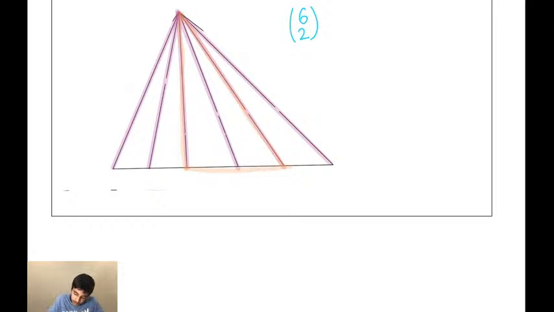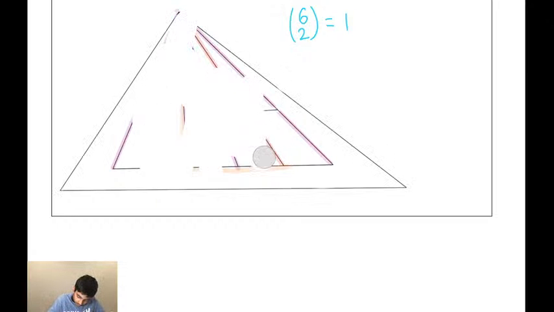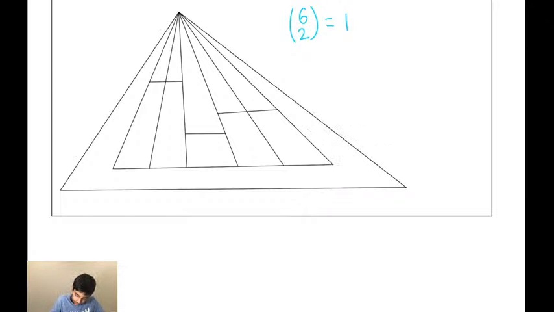So 6 choose 2 equals 6 times 5 divided by 2, which is 15. That's the number of triangles in this figure. But then again, remember, we have more triangles on the outside. Let's just erase all this. We have our triangles on the outside, 2. So how many triangles are in this figure?